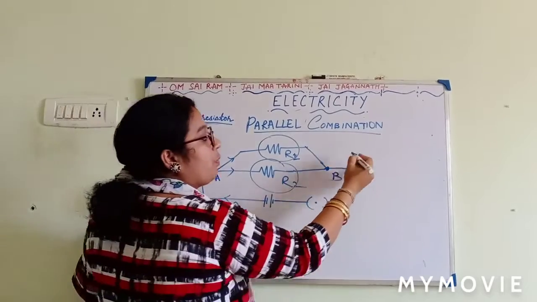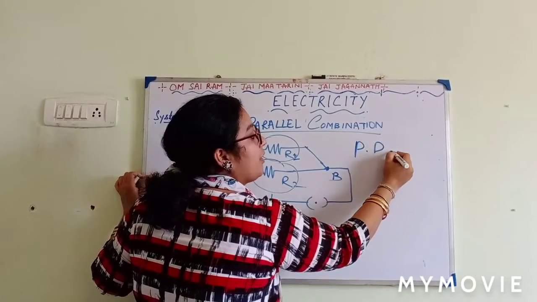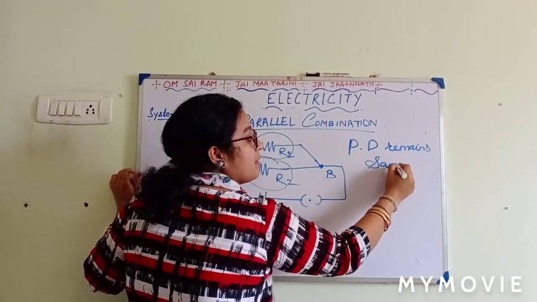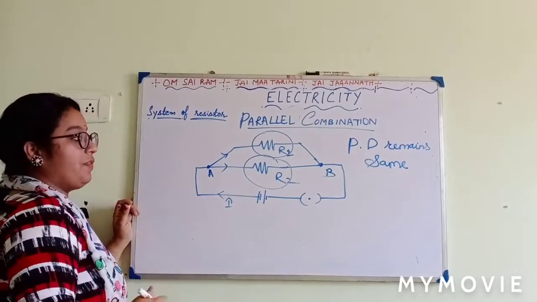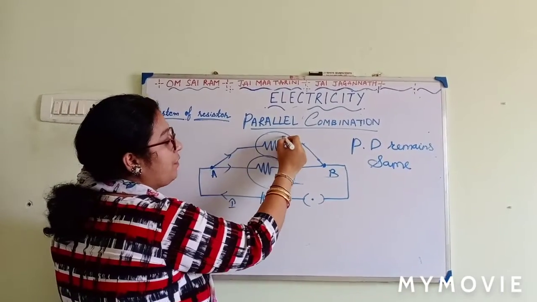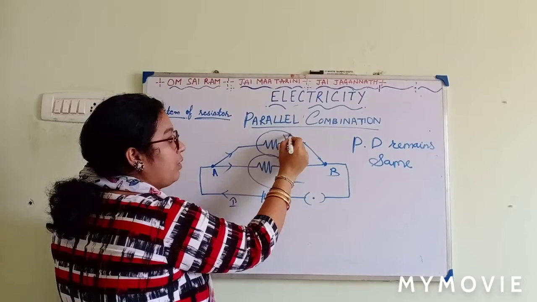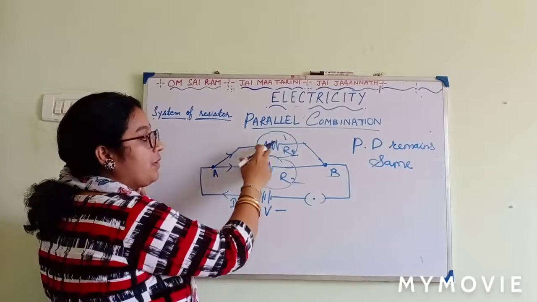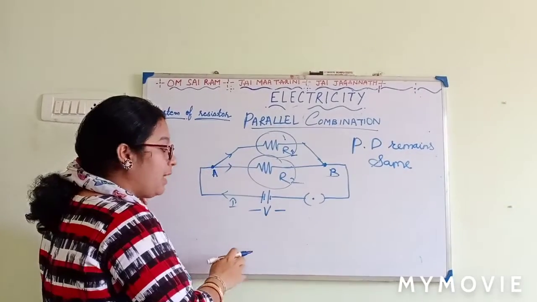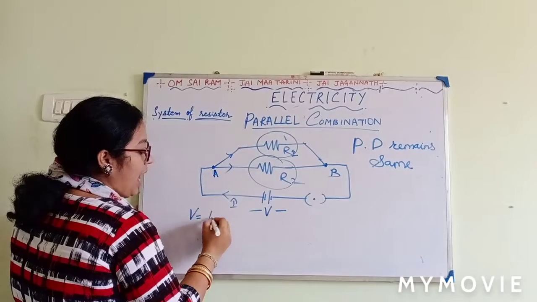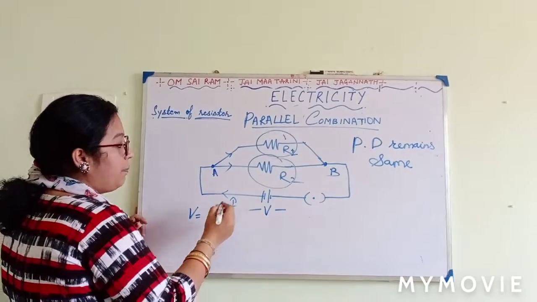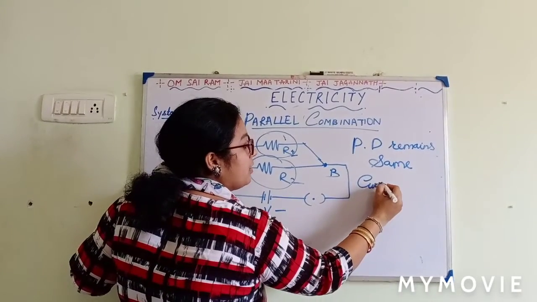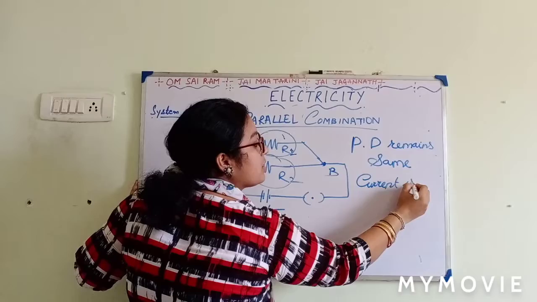So in case of parallel combination, what remains the same? The potential difference remains the same. So let the potential difference be V. The potential difference is the same in both the cases. The potential difference is V. So V is equal to I R, we know. But the current will not be the same in both the paths. So current is not the same.